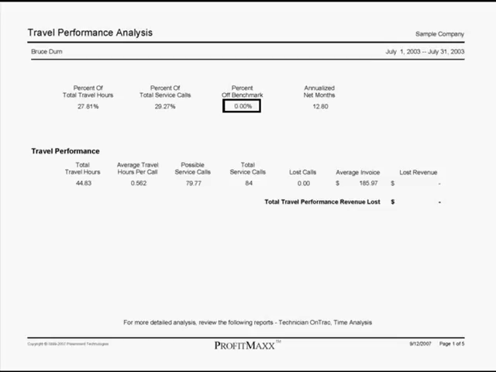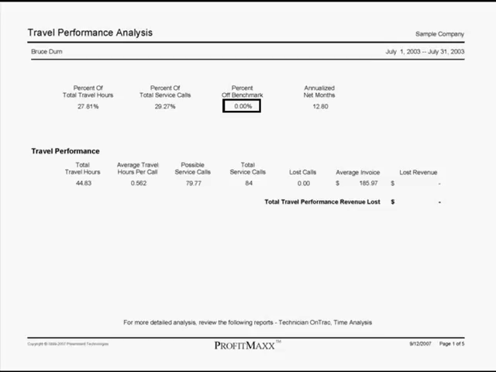Percentage off benchmark. This is the difference between the percent of total travel hours and the percent of total service calls. We simply subtract the percent of total service calls from the percent of total travel hours. If it's a negative number, it's expressed on the report as 0% and there's no problem. We're looking for areas of weakness amongst our team. We don't want to penalize them for meeting or exceeding our goals.